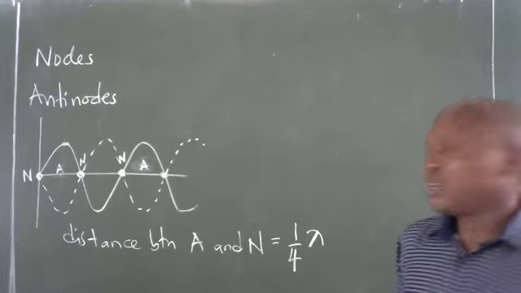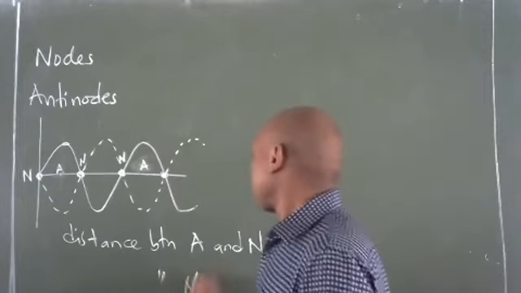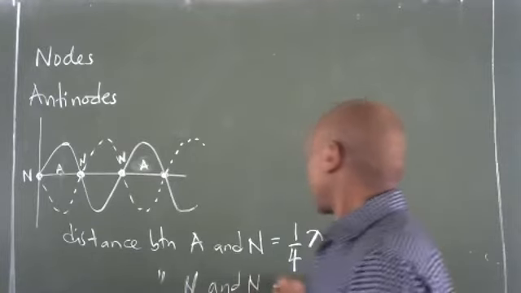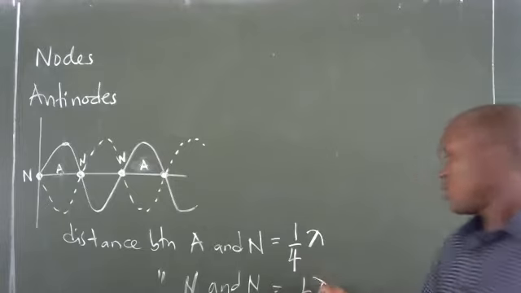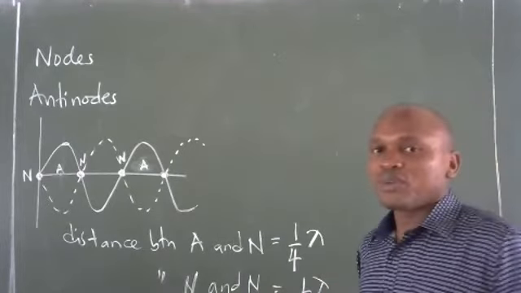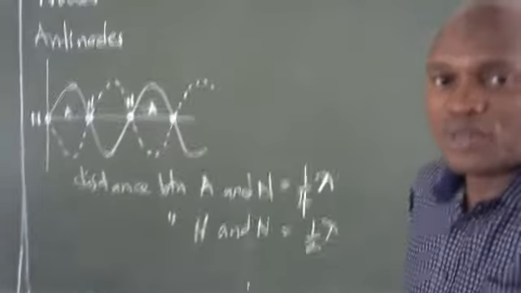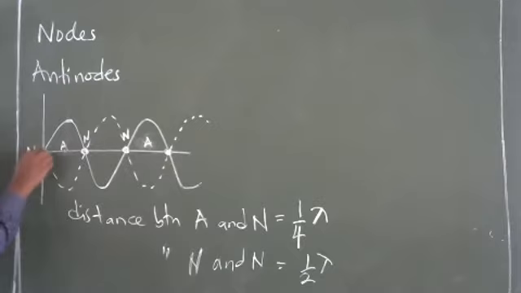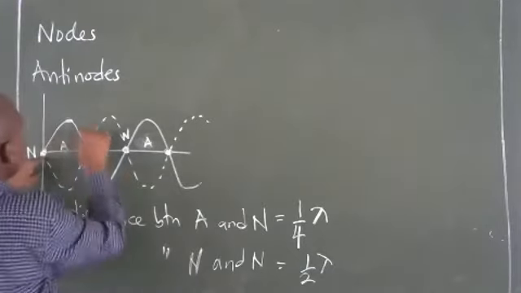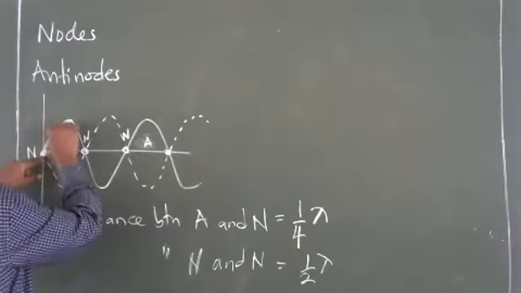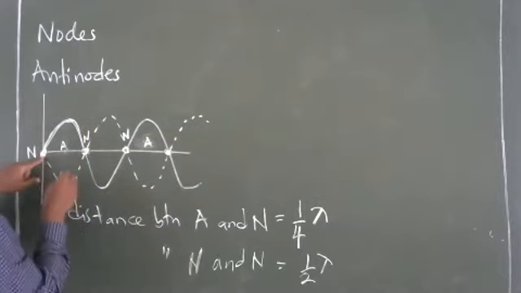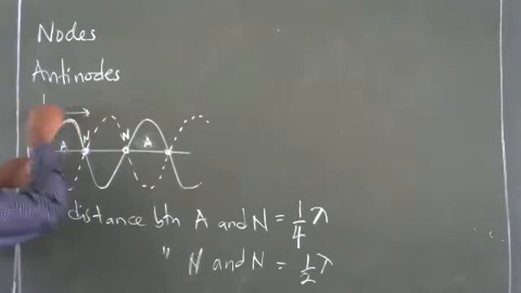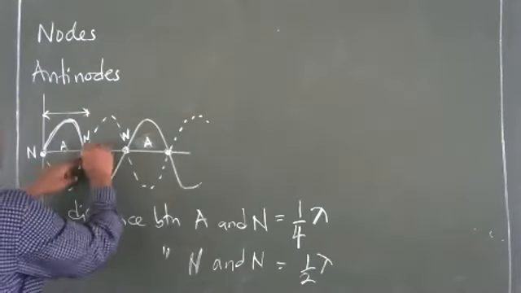What about the distance between a node and a node? A half lambda. This is a half lambda. You should be able to check on the diagram why it is actually a half lambda. Because if you look, this is the first node, this first node goes up to here, this is the second node. When you compare this gap, here, and then you have another node and another node, this one.